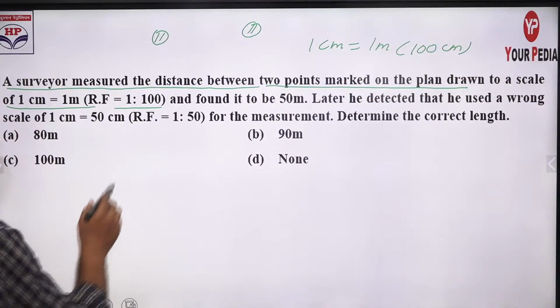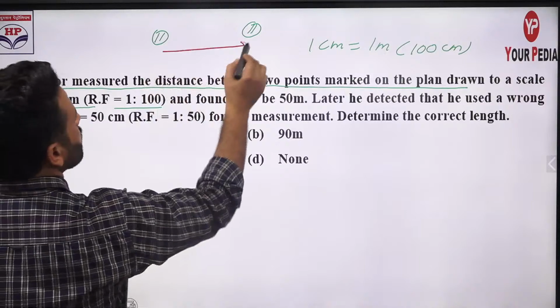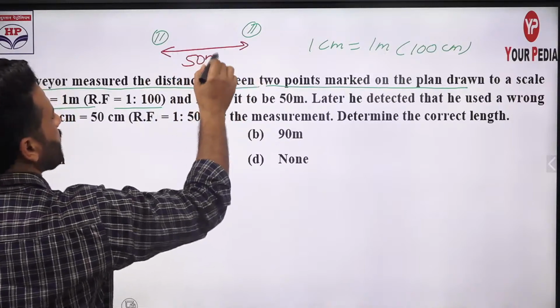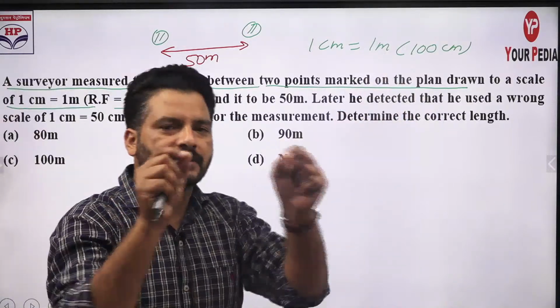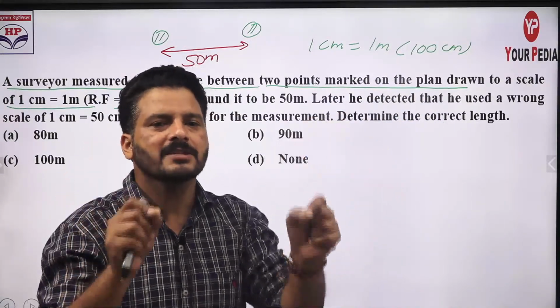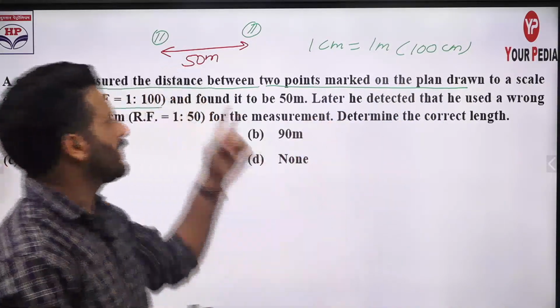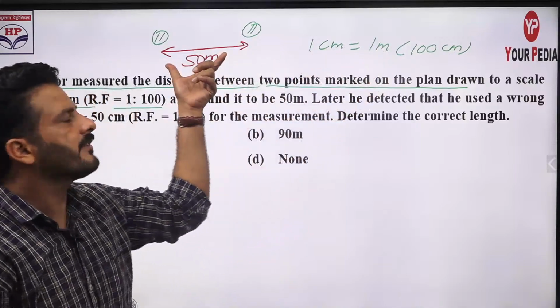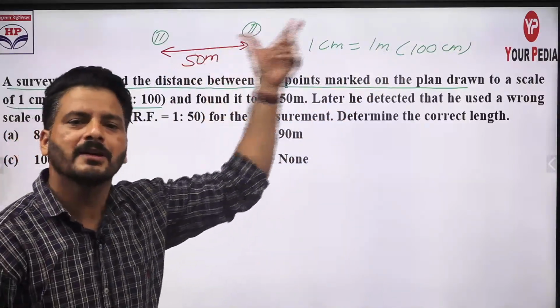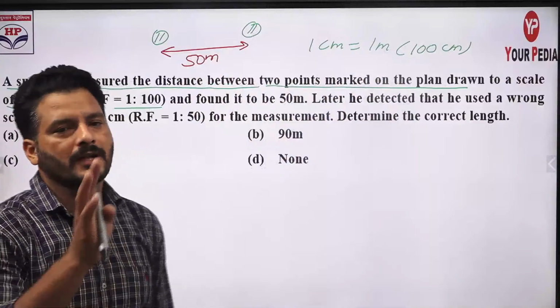And what is the distance on the ground? So this is 50 meter. Pay attention. 2 points are marked on the plan and the distance between them is such that the distance on the ground is 50 meter. If 1 centimeter equals 1 meter, definitely the line will be 50 centimeter on the plan, which corresponds to a distance of 50 meter on the ground.